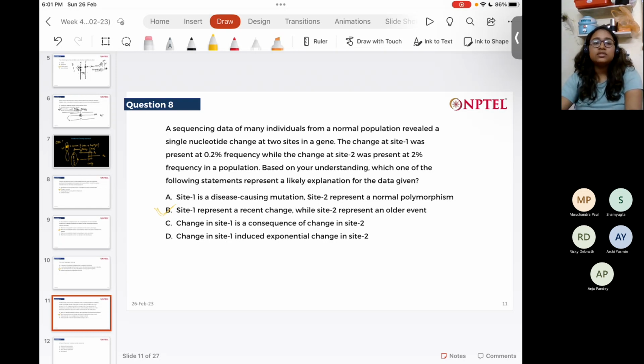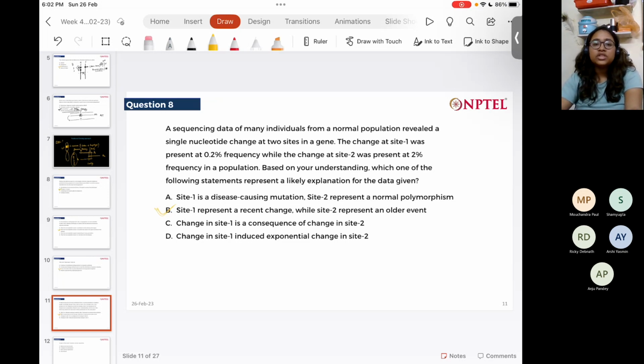It has not yet had the time to propagate within the population, like through mating and all, okay? Whereas the change in site 2, you see that more and more people are having it, right? It is relatively greater, 2%. So we can say from that, these two mutations are de novo in nature. They have come up within the population through a new, novel mutation.